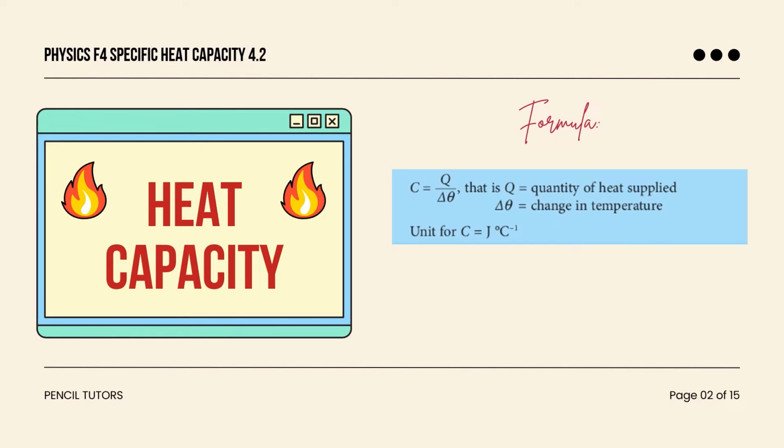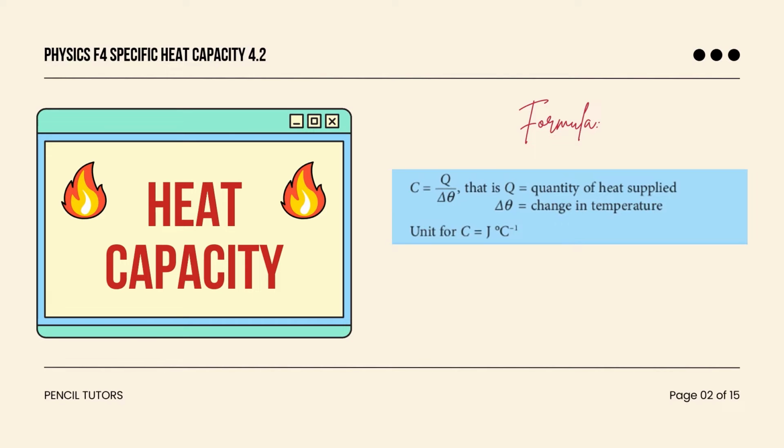You can imagine heat capacity as how much energy it would take to raise the temperature of this substance by 1 degree Celsius. So let's say you have a pint of water that is at 27 degrees Celsius. Heat capacity refers to how much heat energy it would take to increase that pint of water from 27 degrees Celsius to 28 degrees Celsius.